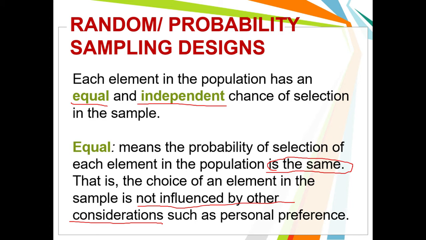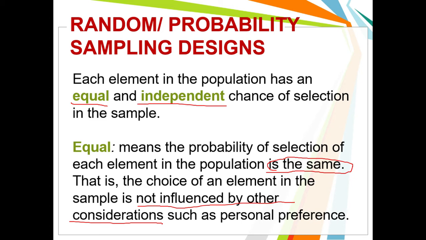Okay? Walang other consideration, walang mga other criteria, no? Walang conditions na kailangan na isatisfy para siya mapili. Lahat pwedeng piliin or lahat pwedeng mapili. Okay? So, yan yung equal. Okay? Walang other considerations. Lahat may chance na mapili.